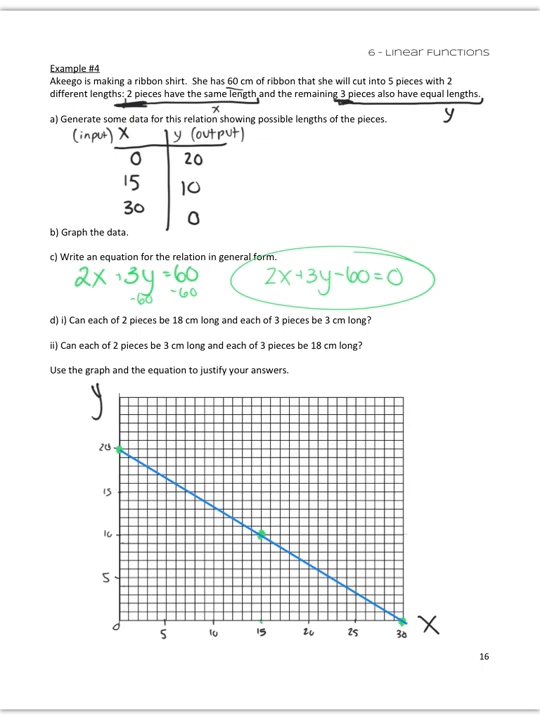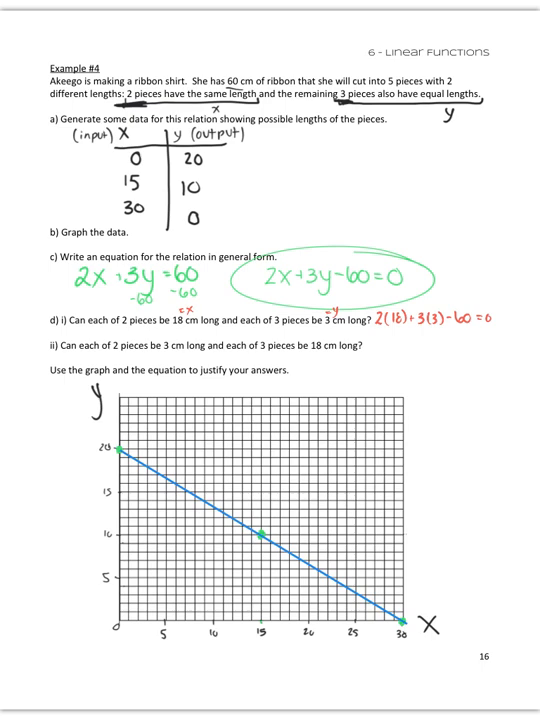Can 2 pieces of 18 centimeters long each and 3 pieces of 3 centimeters long work? The sentence is terrible there. Okay, well, there's 2 ways we can look at this. We can sub into our equation where the 2 pieces, remember, their length is represented by x, and the 3 pieces, their length is represented by y. So x equals 18 and y equals 3. Let's try that. So 2 times 18 plus 3 times 3 minus 60 equals 0.